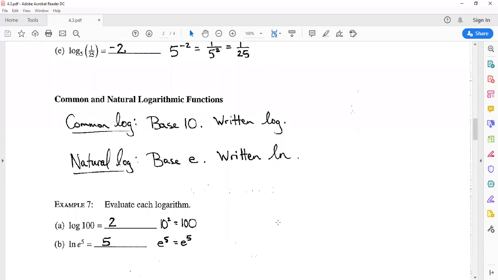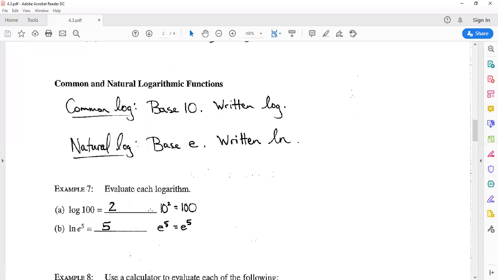So maybe we'll see a couple up here. They ask us to compute log of 100. That is log base 10 of 100. And so ask yourself, 10 to the what equals 100? It must be 2, right? 10 squared is 100.